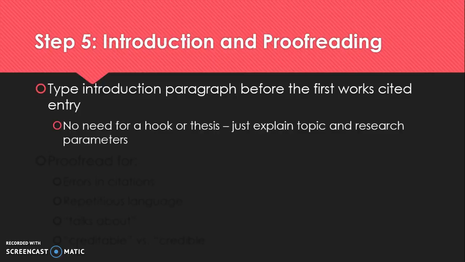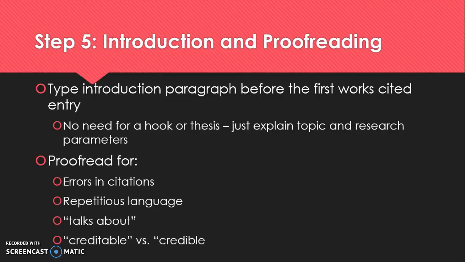The introduction paragraph should go before the first works cited entry, so all the way at the beginning. You do not have a conclusion paragraph. So your annotated bibliography is an introduction paragraph and then 10 annotations, which are the works cited entries and the paragraphs. You do not need a hook or a thesis in your introduction. You just need to explain your topic and the research parameters. Keep it simple, 4 sentences, 6 sentences maybe maximum. Focus on pertinent information, dates that people were alive, definitions if we need them, that sort of thing.